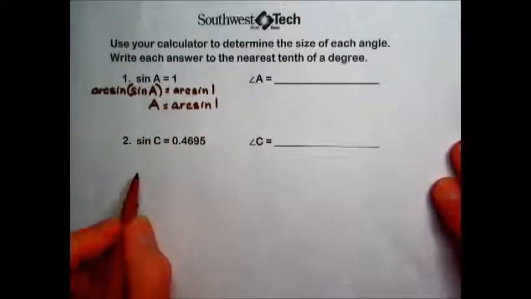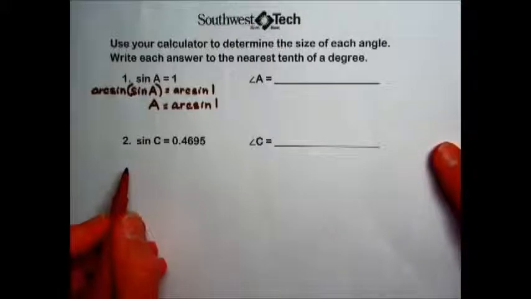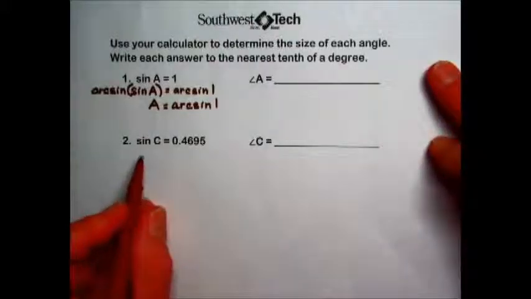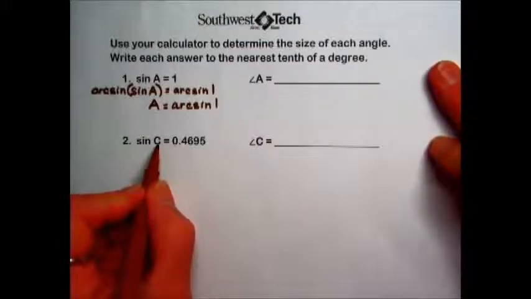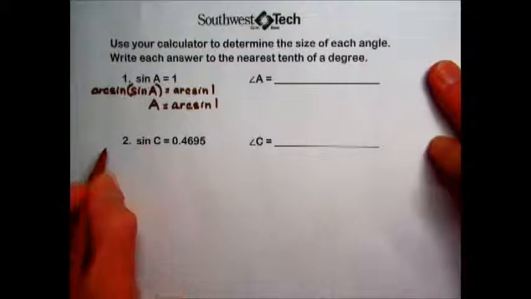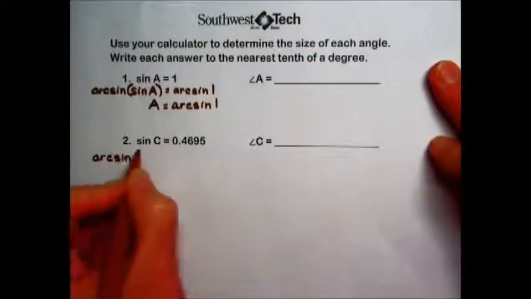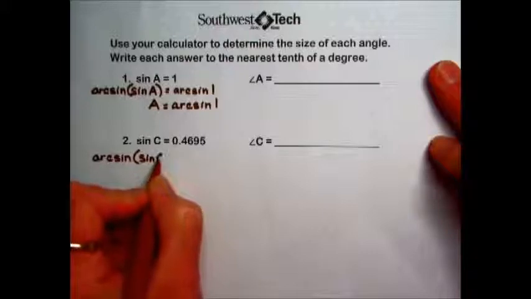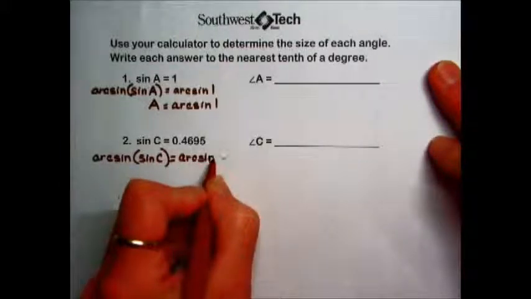I'm going to set up problem number 2 and then demonstrate how to find these values using a direct algebraic logic calculator. So same thing here in number 2. We want to get the angle by itself. We're taking the sine of it to undo the sine. The inverse operation is arc sine, so we'll take the arc sine of the left-hand side as well as the right-hand side.